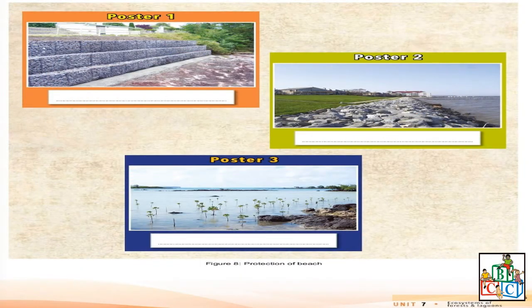On page 135, you're going to see the posters. You're going to see figure 8, which shows the posters, poster 1, 2, and 3. Now that you have seen pictures of what gabions, rock revetments, and mangroves are, I think you can identify each one of them. For example, poster 1, you can write it right now when you're watching this video. What is poster 1? What do you think?